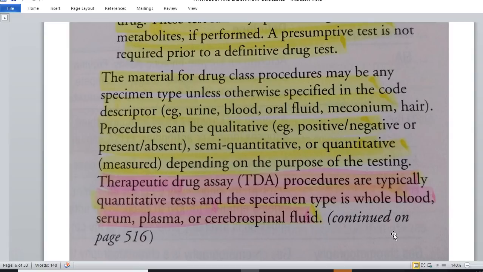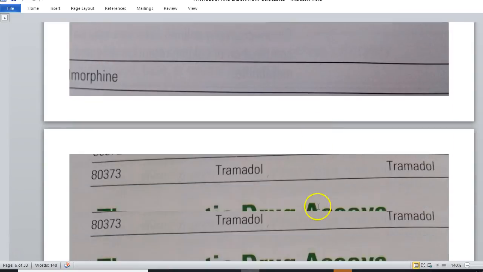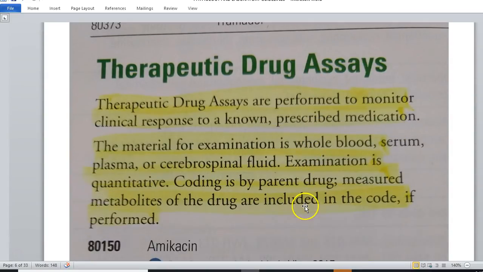Therapeutic drug assay procedures are typically quantitative tests, and the specimen type is whole blood, serum, plasma, or cerebrospinal fluid. So again, the difference between them is: is this a therapeutic drug that is prescribed that they're supposed to be taking, or is this another type of drug that's not really supposed to be in their system? And again, we could be doing this because the patient's on a chronic pain med, or maybe we are working at the facility that's helping the patient deal with their different abuse issues.